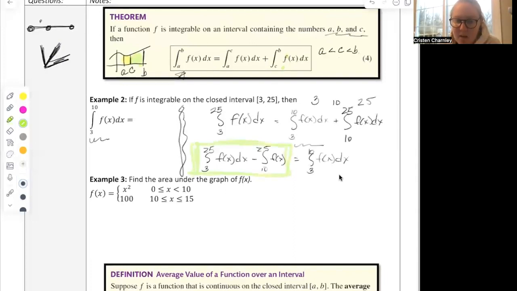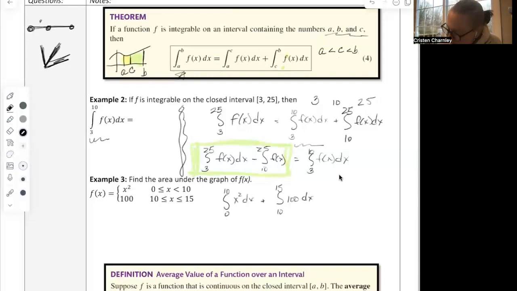But there we go. Number 3, we want to find the area underneath the graph of f of x. F of x is defined as a piecewise function here, which means we're going to have two different pieces to it. So we'll have two different integrals. I would say the first integral goes from 0 to 10 of x squared dx. And the second one is from 10 to 15 of 100 dx. I'm going to use the fundamental theorem of calculus to solve these. So this becomes x to the third over 3 between 0 and 10. This is 100x between 10 and 15.